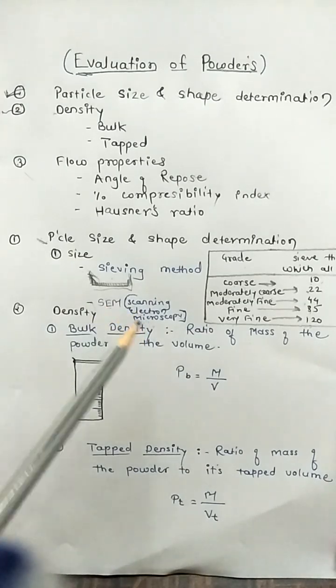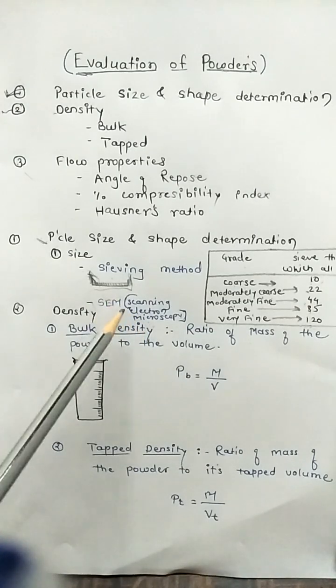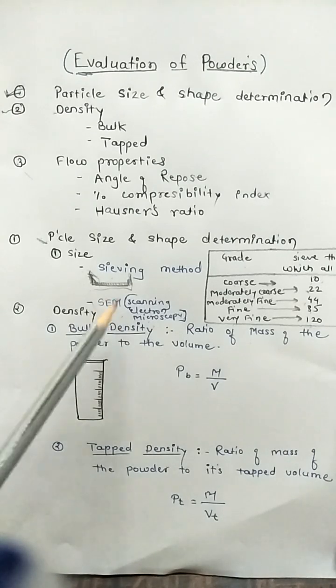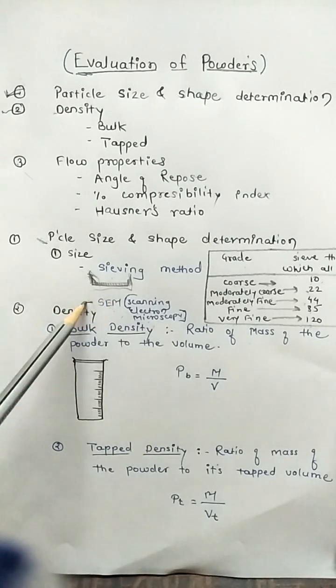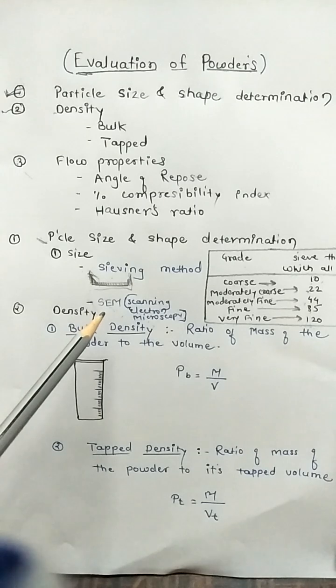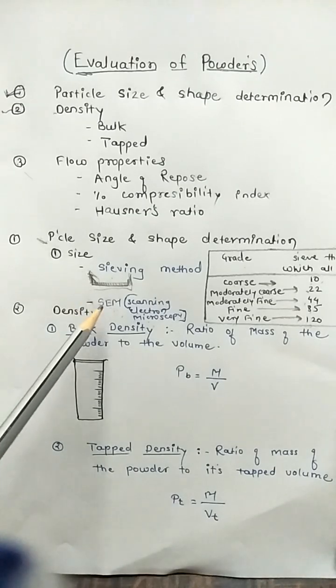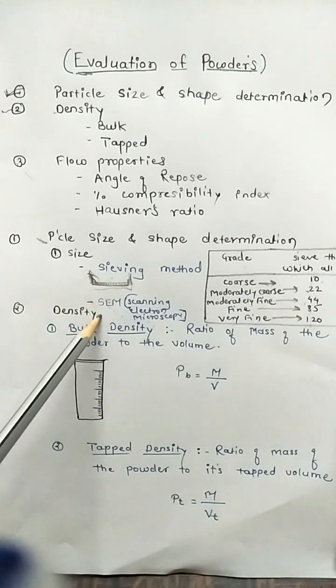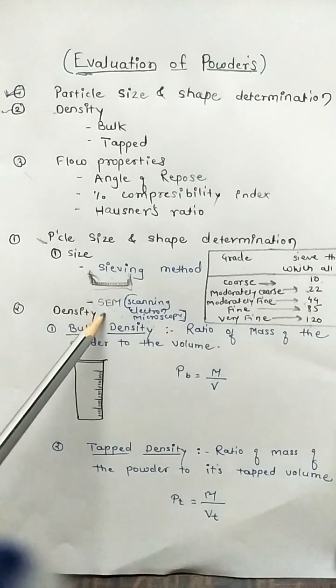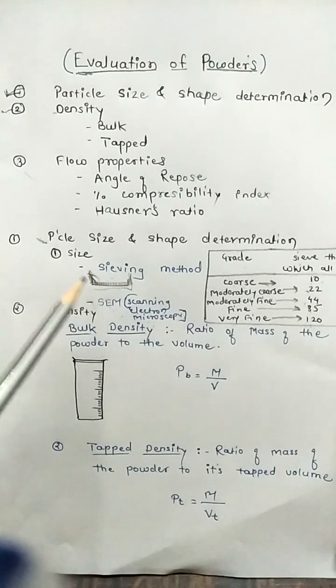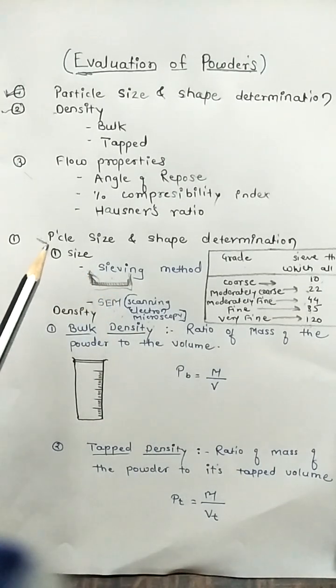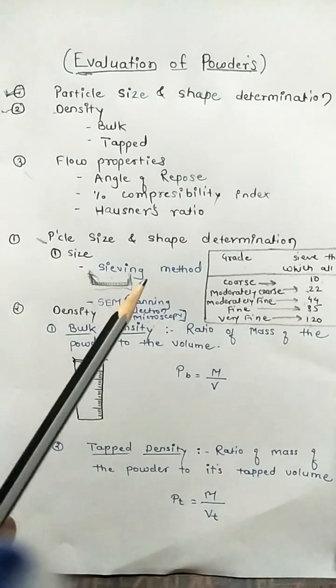What is the ideal shape for powders? Particularly, the shape of the particle must be circular. A circular shape is the ideal shape for powders. This is about the particle size and shape determination.